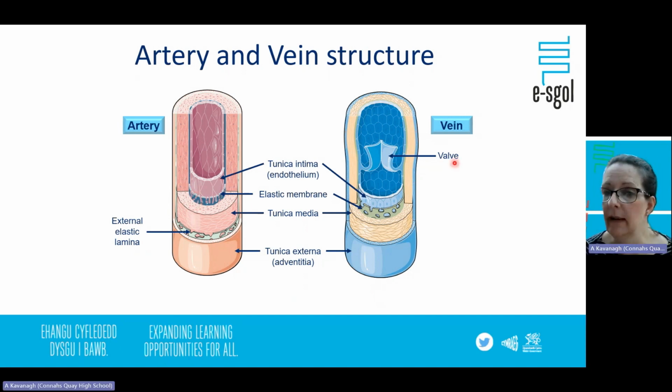The vein, here you can see, doesn't have as full an elastic membrane, so it's not quite as flexible as the artery. Blood isn't flowing under high pressure in the vein. But what the vein does have are valves. And they are very important, and we will look at these in more detail as we go through this session. They stop the blood from flowing backwards and act like a little gateway that stops that from happening. So they're very important.